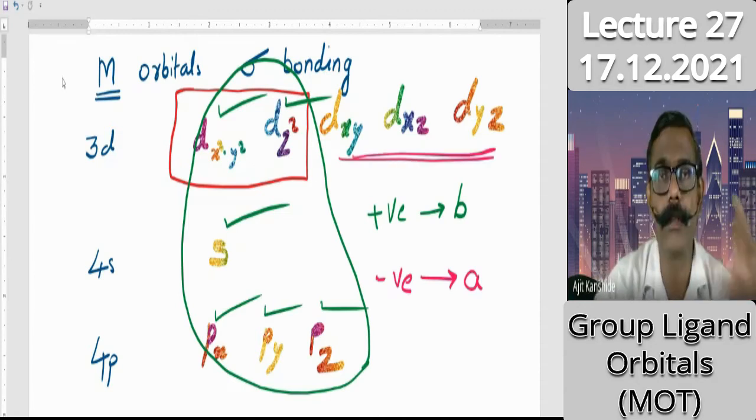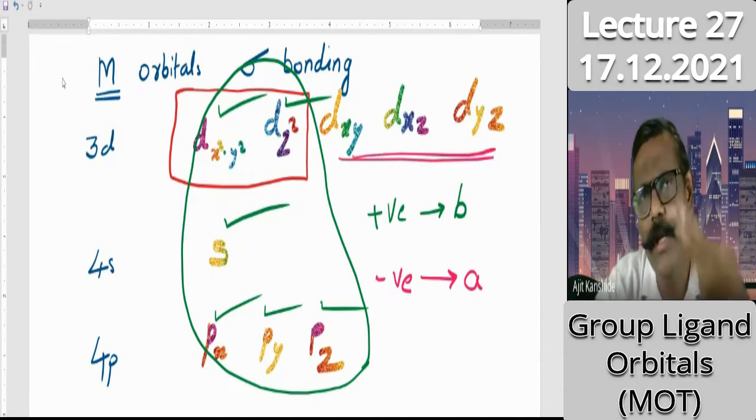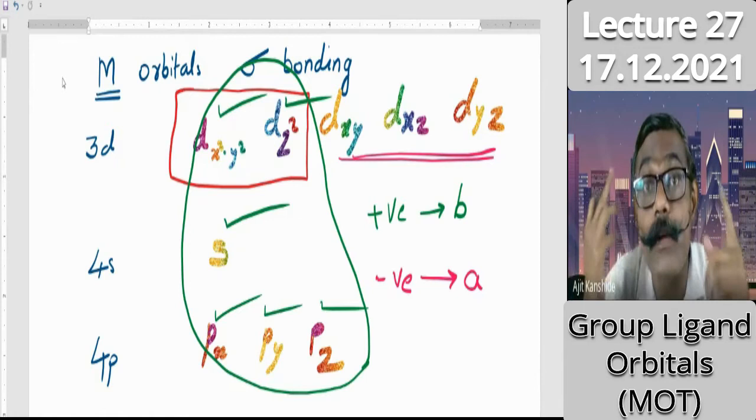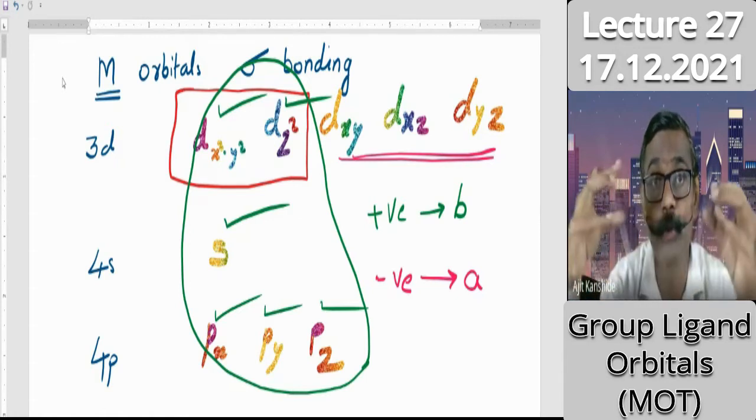One reason is that there is no suitable orbital to overlap. No interaction, no overlap at all. Listen carefully: no overlap, no interaction at all.